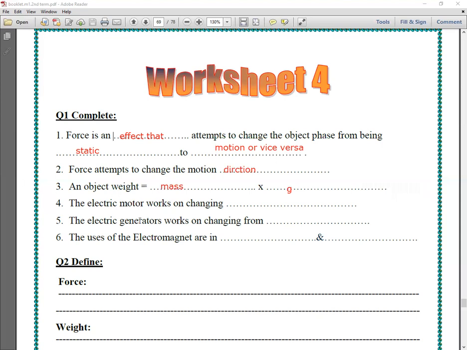Number 4, the electric motor works on changing what? The idea of operation of the electric motors is that it changes the electric energy into mechanical energy. So the electric motor works on changing electric energy to mechanical energy.